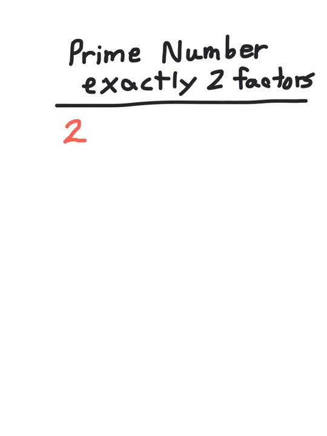Let's see about 3. Does 3 have exactly 2 factors? Yes, it does, 1 and 3. 3 is our next prime number. Does 4 have exactly 2 factors? No, 4 has 3 factors. You can see in the list, 1, 2, and 4. Does 5 have exactly 2 factors? Yes, 1 and 5. 1 times 5. So we can write 5 is our next prime number.